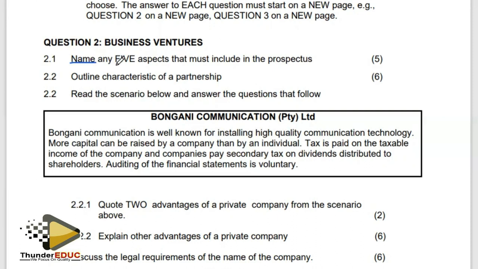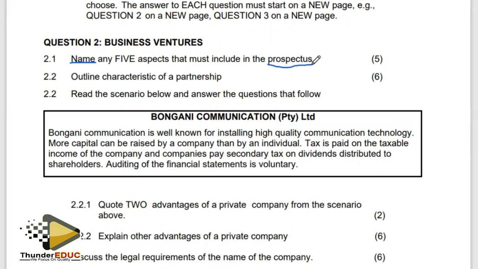Remember, they want us to name. The nature of the question should guide you on how you are going to phrase and build your answer. Name is a first order requirement that wants us to just state, outline. We are not going to be elaborative, as we will with other different questions. So we are going to answer by just naming, just stating. Name any five aspects that must be included in the prospectus.